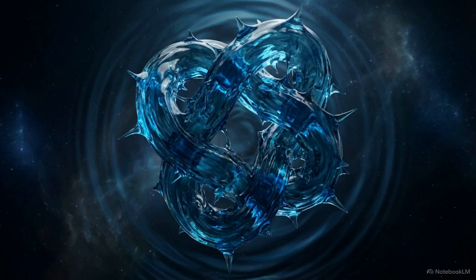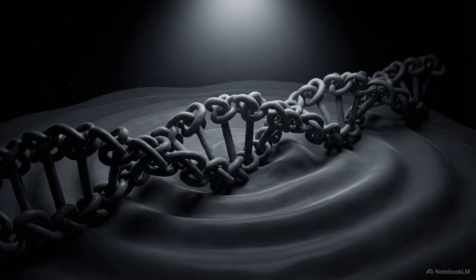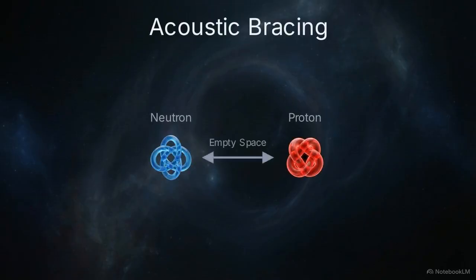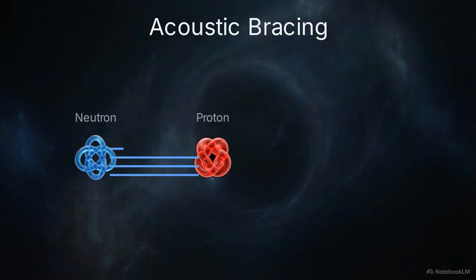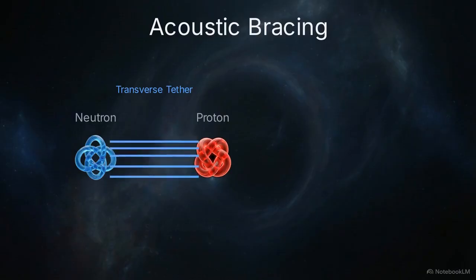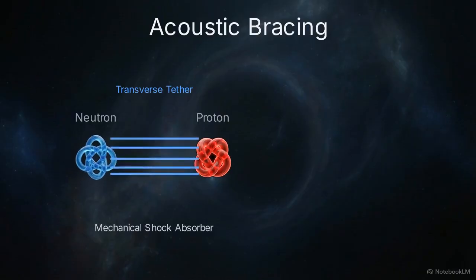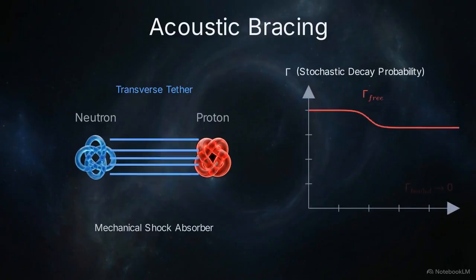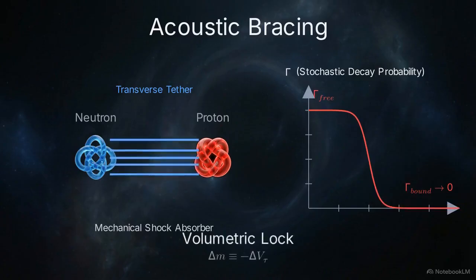This raises a logical question. If neutrons inherently want to untwist and shed volume, why do the neutrons locked inside stable atoms, like the carbon in our own DNA, stay intact forever? The answer lies in a mechanism called acoustic bracing. Inside a nucleus, adjacent protons and neutrons don't sit in empty space. Their outer boundaries merge, establishing a physical transverse fluid tether between them. This shared tether acts as a mechanical shock absorber. It actively braces against the boundary deformation required for beta decay, dropping the probability of structural yield exactly to zero.